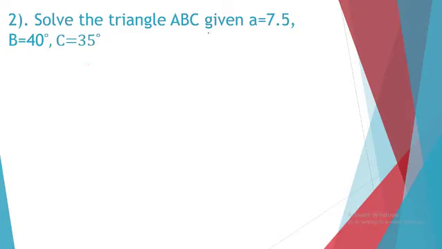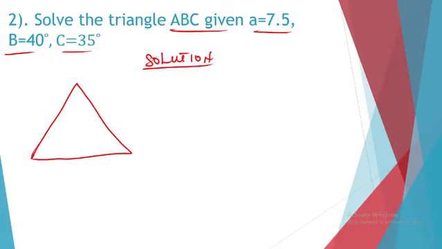Example number 2. Solve the triangle ABC, given A equal to 7.5, angle at B equal to 40 degrees, and angle at C equal to 35 degrees. So let us draw the diagram. We have a diagram A, B, and C. Angle at C, which is here, is 35. Angle at B, which is here, is 40 degrees. And line A, which is here, is 7.5.